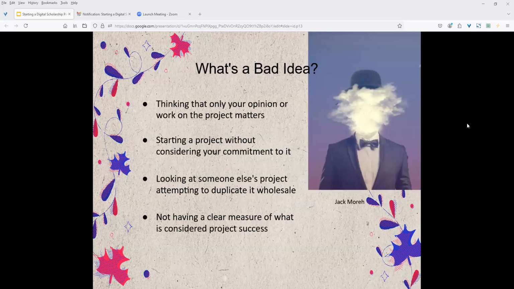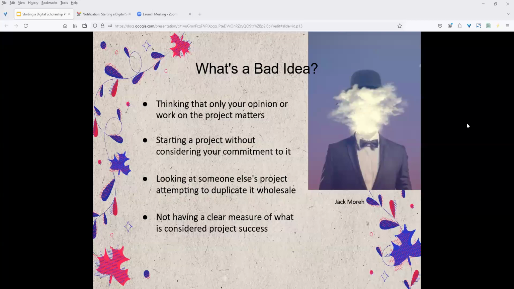So what is a bad idea? Things to consider: thinking that only your opinion or work on the project matters, right? If it's only for one person, that audience is you, then maybe something to rethink about how much money, time, and effort you're going to be putting into it.